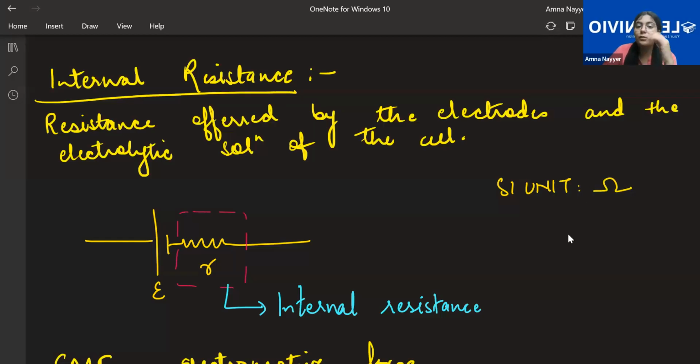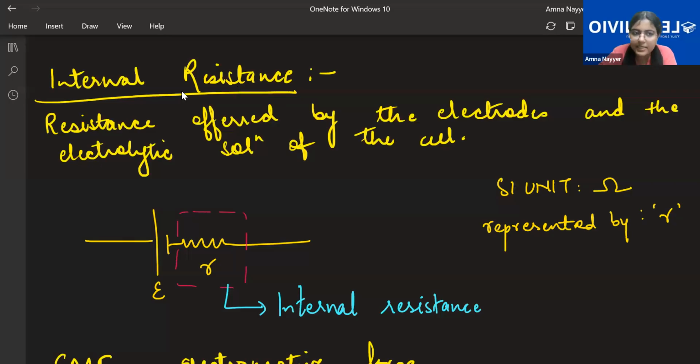And when we are talking about the internal resistance, this is present beside the cell. But when you are calculating the external resistance, with series and parallel combinations and all, at that time you will not include this one there. When we have all the formulas together, I'll tell you how to include the internal resistance in your calculation. So the SI unit is ohm only and it is usually represented by the symbol small r.